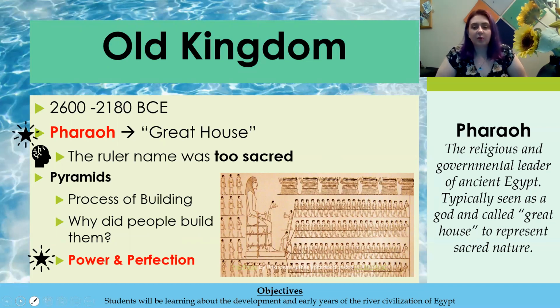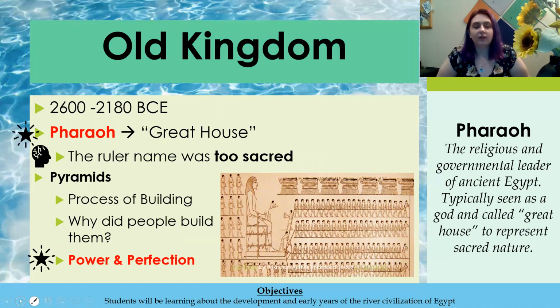So this is the establishment of our first pharaohs. This was both a religious and governmental leader of ancient Egypt. It's really important to recognize that the word pharaoh wasn't actually the name for the king. Pharaoh means great house. It was considered too sacred to say the ruler of Egypt's name, so they just called him pharaoh. And it became the name of all the leaders. Instead of kings, they were pharaohs.